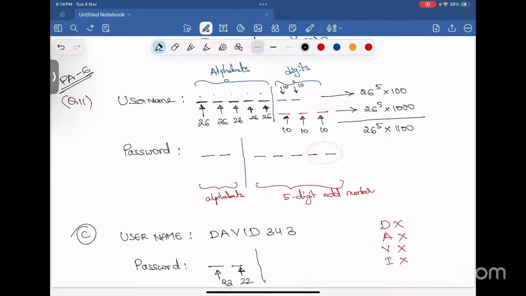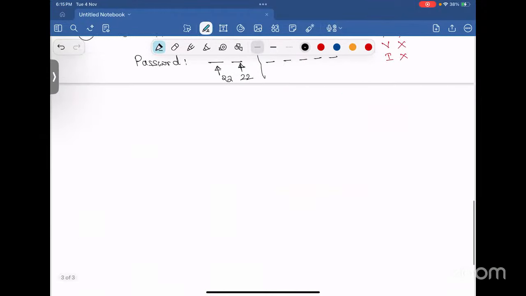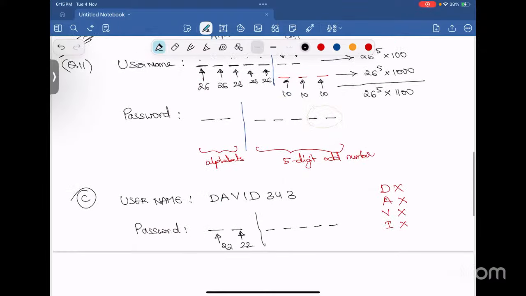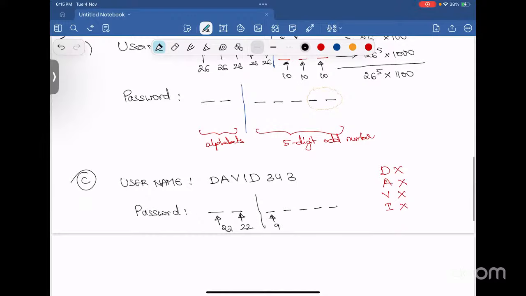Then we will come to the digits, right? So the first three digits don't have any restrictions apart from being non-zero. So there will be nine possibilities, nine possibilities, nine possibilities. Correct.